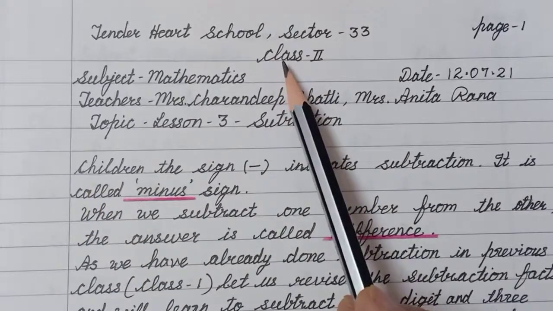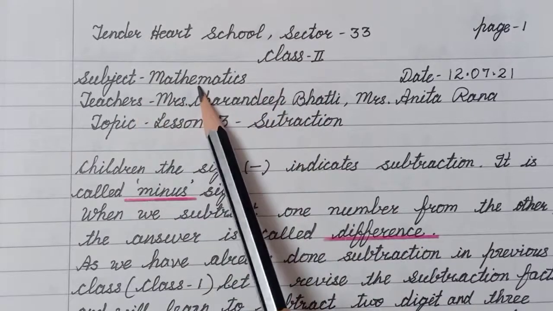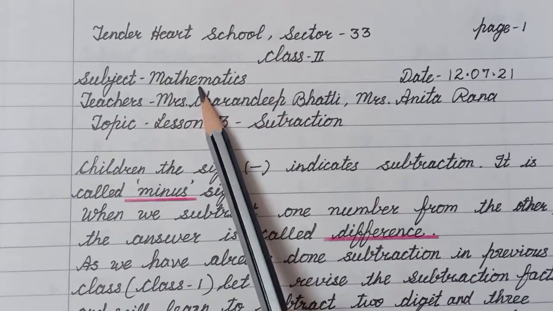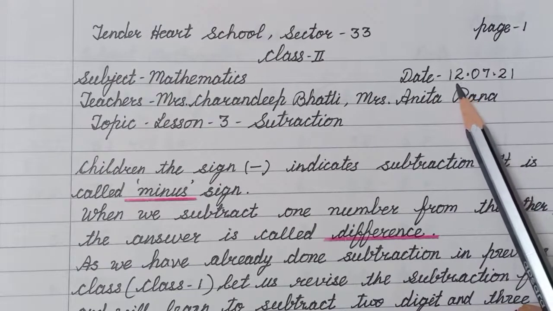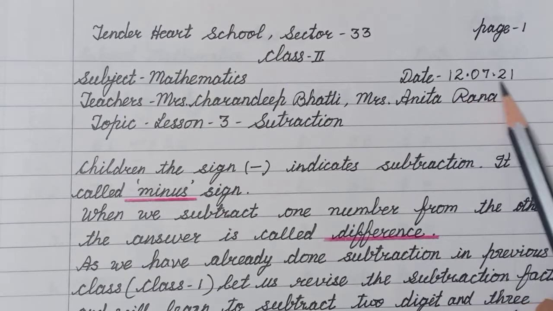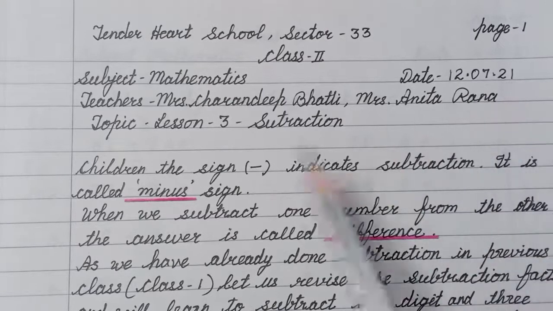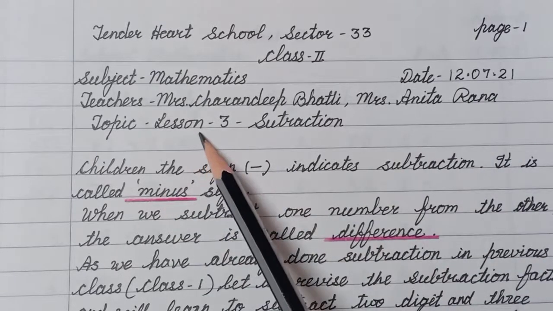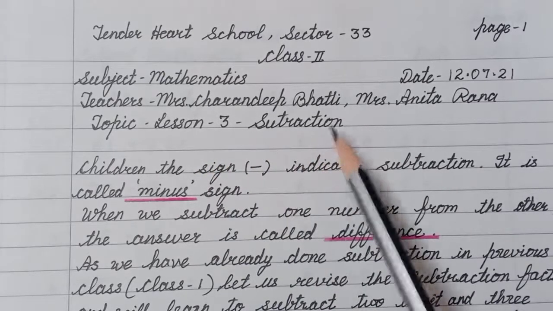This assignment is for class 2 for the subject of mathematics being submitted to you on 12th July 2021. Today's topic is Lesson 3 Subtraction.